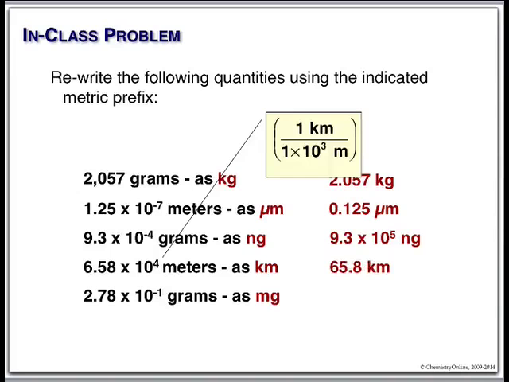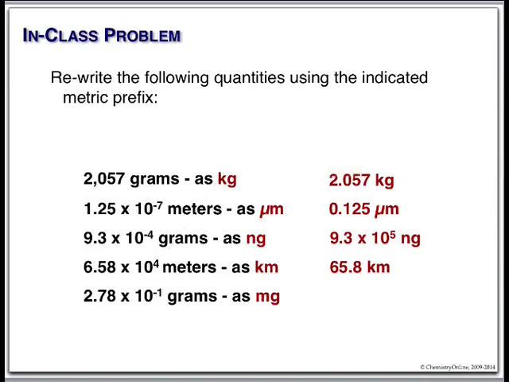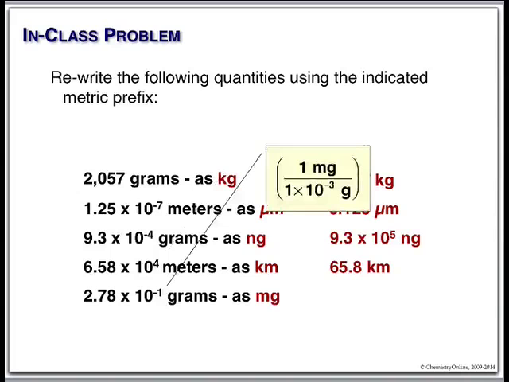Finally, grams and milligrams. Milli. We remember this now. Milli is 10 to the minus 3, isn't it? So our ratio must have grams in the denominator. Milli is 10 to the minus 3. 1 milligram is the same as 10 to the minus 3 grams. The little m, milli, is just shorthand for 10 to the minus 3.